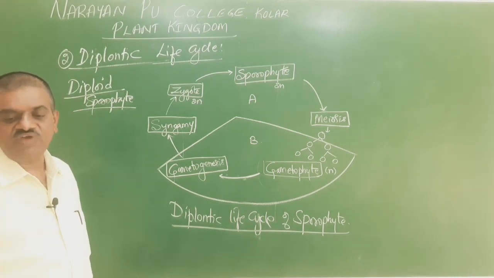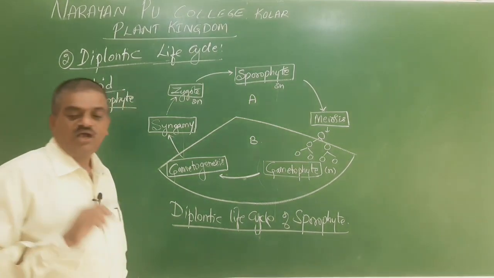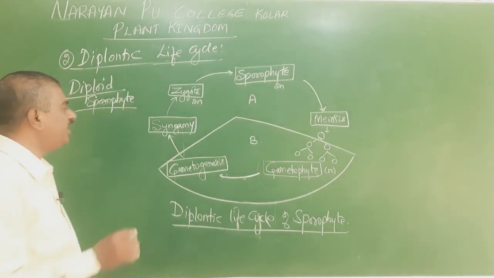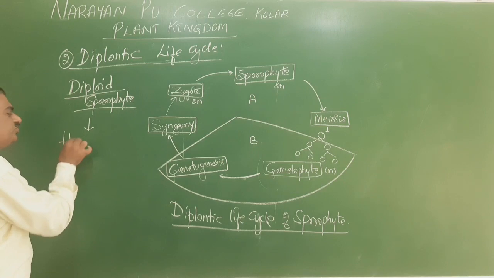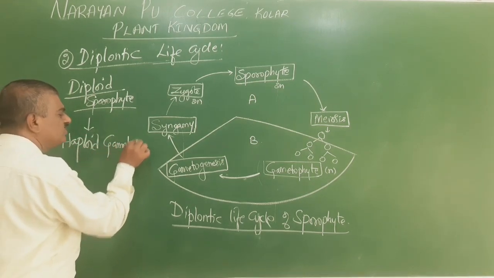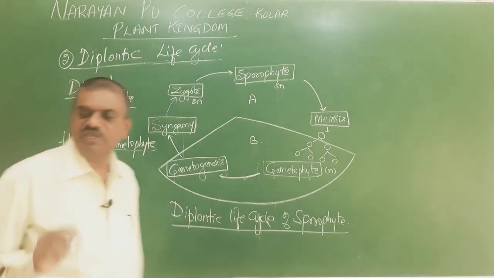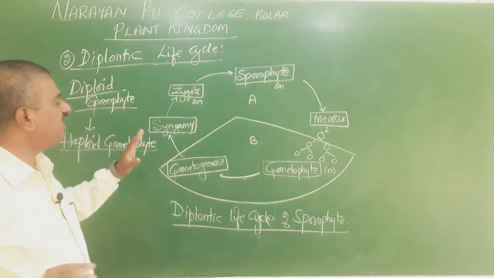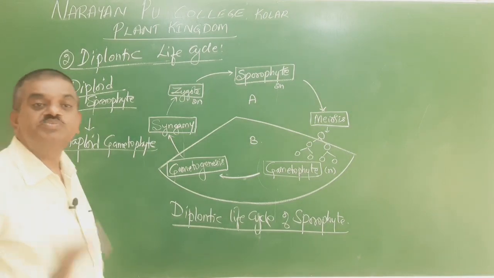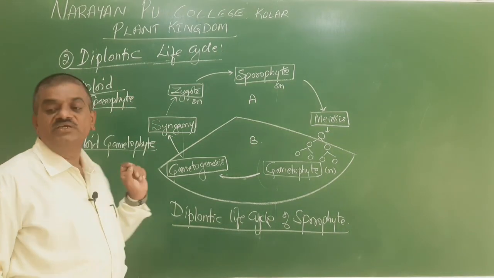This gametophytic phase is represented by one or a few cells, which give rise to the haploid gametophyte. So haploid gametophytes have been formed. This can be noticed more in gymnosperms and angiosperms. In gymnosperms and angiosperms we can see the diplontic life cycle.